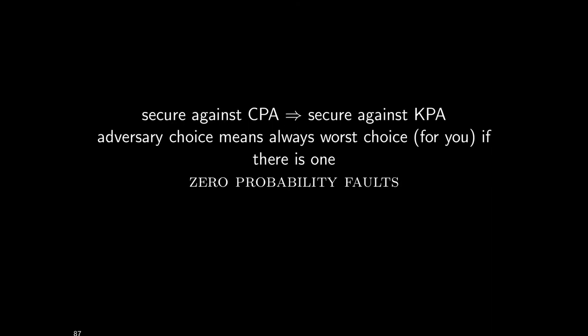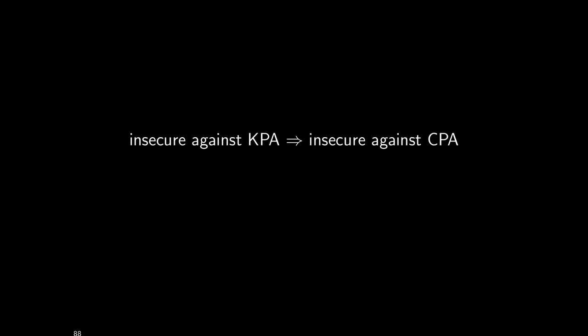This goes back to the zero probability faults, this idea that the adversary can exhibit arbitrary behavior. In this case, if the adversary gets a choice, they're going to make the worst choice for you, if they can. The contrapositive of this as well: if you have a system that's insecure against KPA, it implies that it is insecure against CPA.